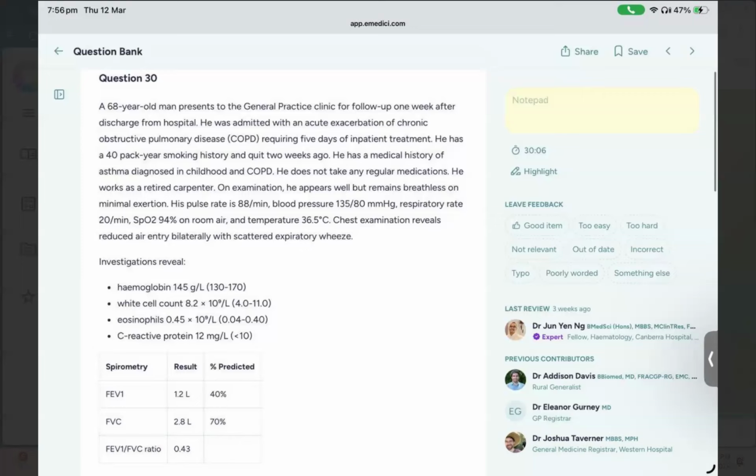On examination, he appears well but remains breathless on minimal exertion. Pulse 88, BP 135 over 80, respiratory rate 20, SpO2 94, temperature 36.5. Chest examination revealed reduced air entry bilaterally with scattered expiratory wheezes. Investigations revealed hemoglobin 145, WBC 8.2, eosinophils 0.45, C-reactive protein 12. Spirometry FEV1 40, FVC 70, the ratio 0.43.